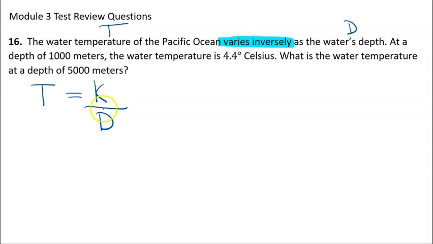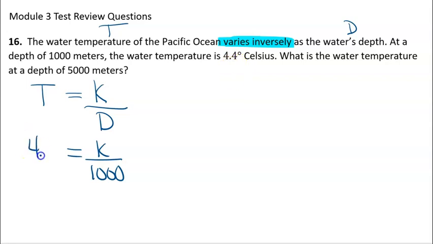So the K is always right next to the equal sign. It's never in the bottom. It's what you do with the next variable. And again, directly means multiply, inversely means divide. Now, the next line is to tell you how to solve for K. So it says at a depth of 1,000 meters. So that's our D, right, is 1,000 meters. So I have K divided by 1,000. The water temperature is 4.4 degrees Celsius.